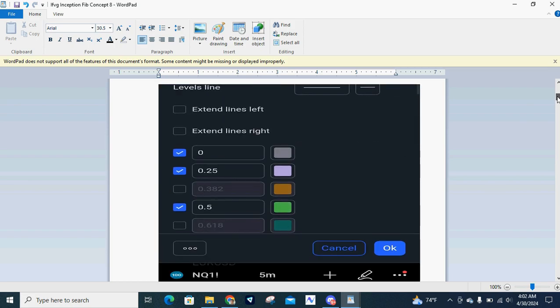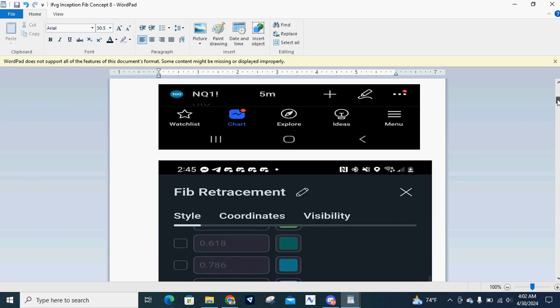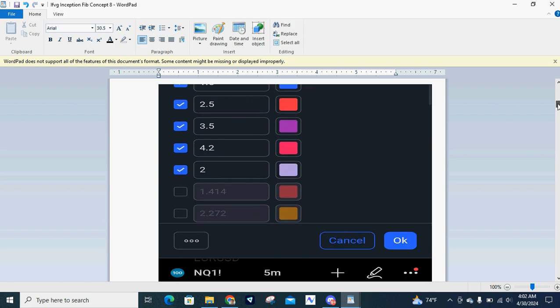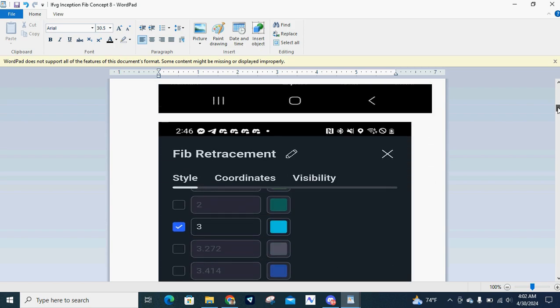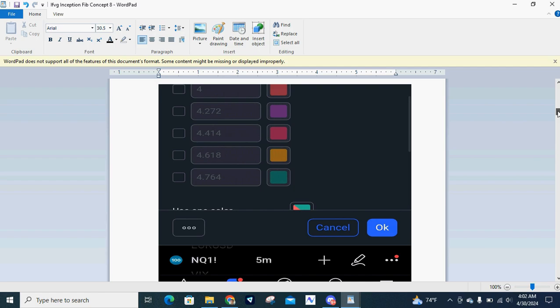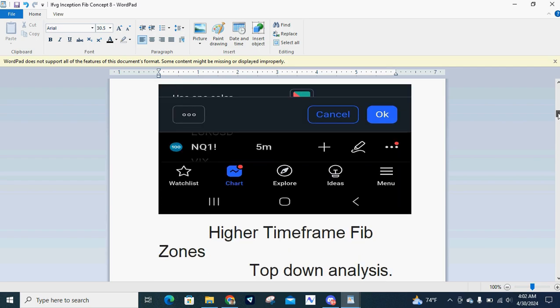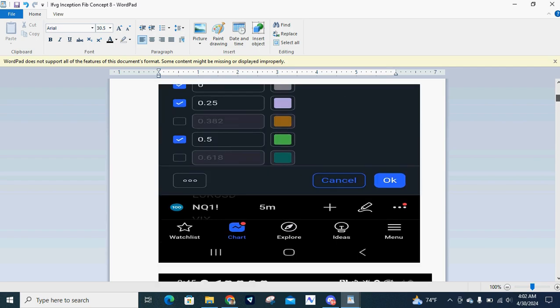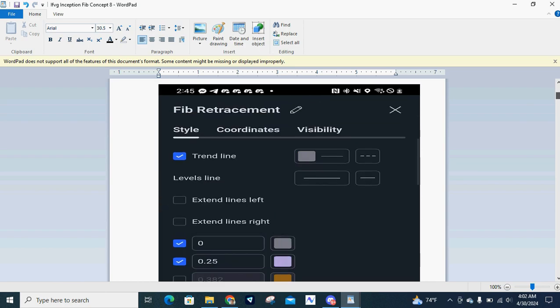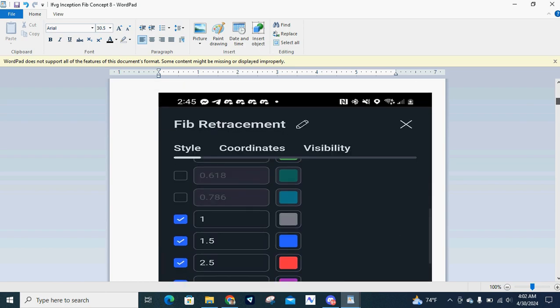These are the fib settings right here. Screenshot it, do whatever. Okay, now.